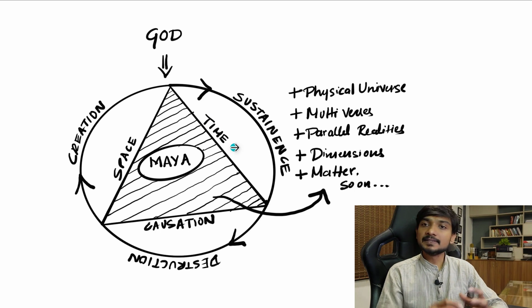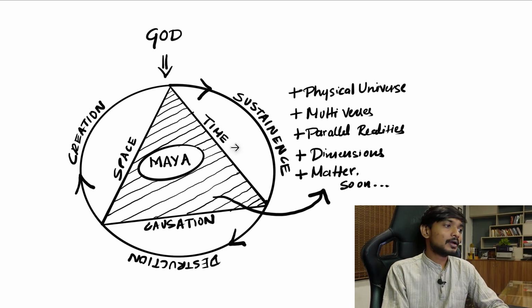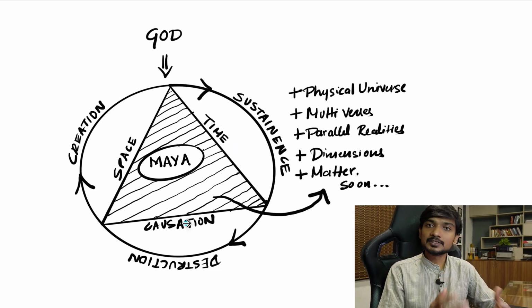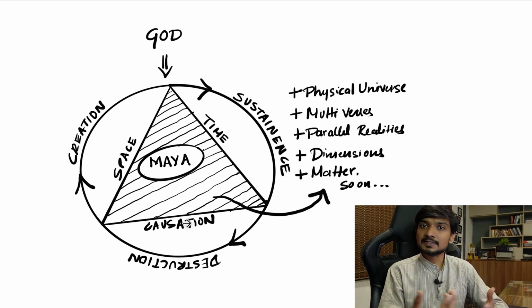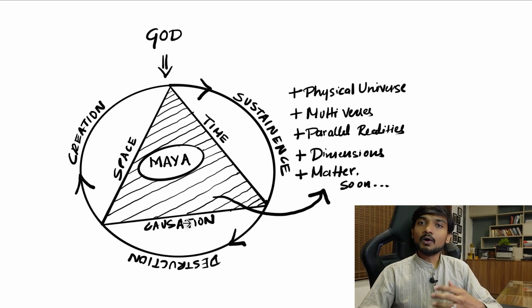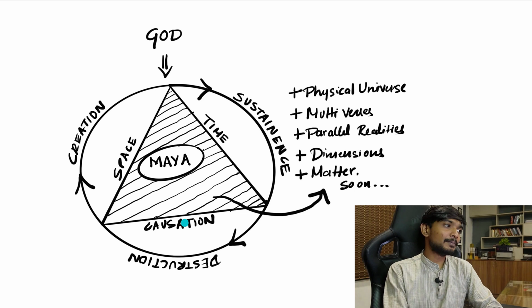Time by its nature is cyclical. The moment time appears, creation, sustenance and destruction start happening. This is what time does. Then causation is the concept of cause and effect. This is very common in this physical universe. Day and night happen because of the rotation of Earth. Different seasons happen because of the revolution of Earth around the sun. So there are different causes and different effects, and all of them happen because of the causation aspect of Maya.